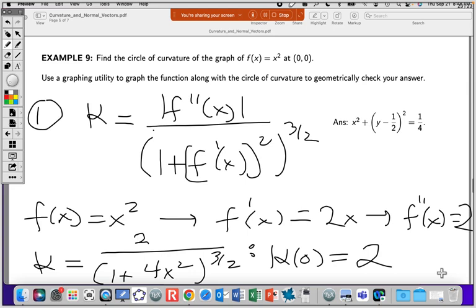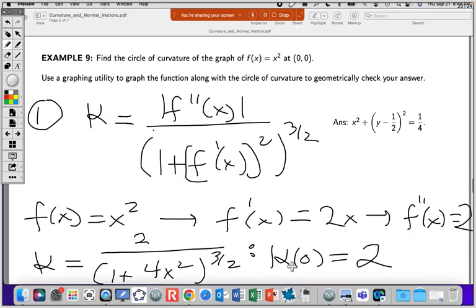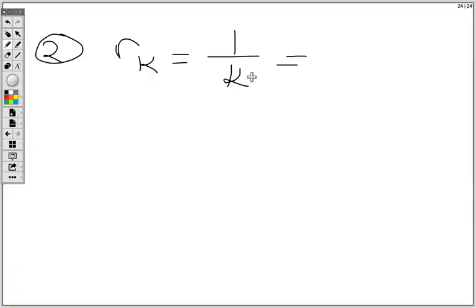Any questions on using the formula to get the curvature formula, or then plugging the point in to get the actual curvature at that point? We good with that? All right, that was step 1. We found the curvature. Step 2, we find the radius of curvature, which is just the reciprocal of the curvature. So if the curvature is 2, that means the radius of curvature is 1/2.